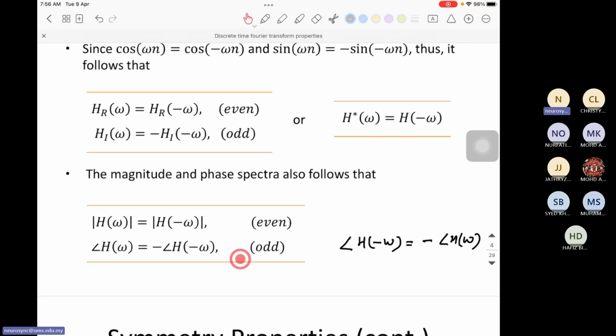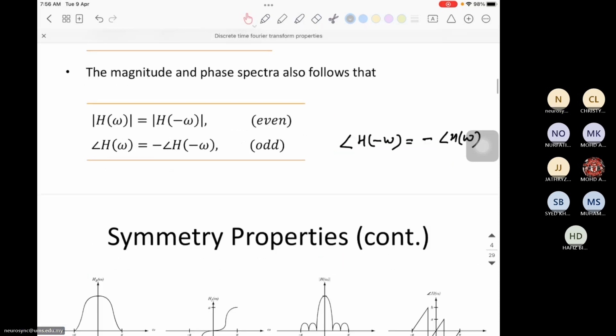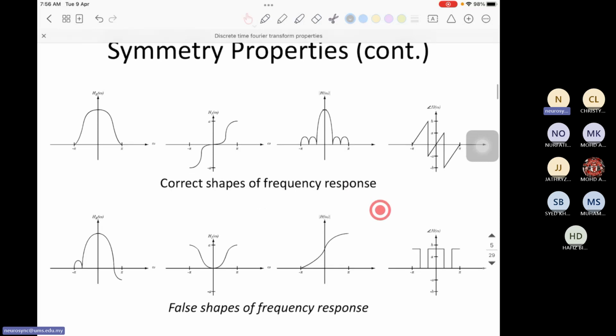Okay. Now, therefore it is the symmetry property. We are saying the symmetry of the signal. Okay. So the real part is even symmetric, and the imaginary part is odd symmetric. Similarly, in case of magnitude and phase. Now, if you see these plots, this is the plot for the real part of H of omega. This is the imaginary part of H of omega. This is the magnitude of H of omega, and this is the angle of H of omega.